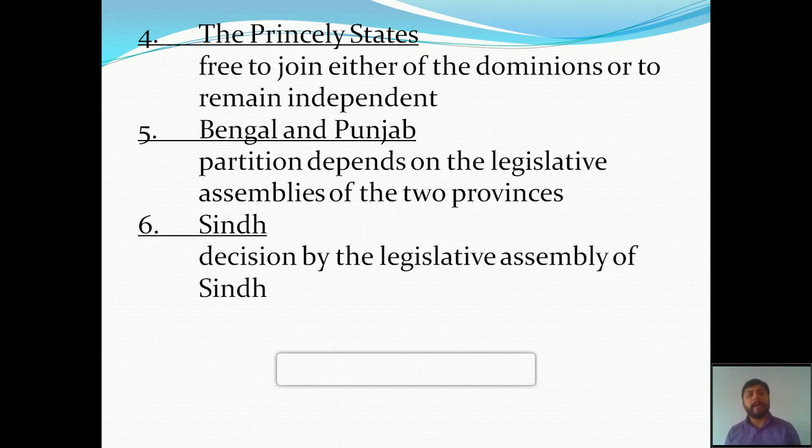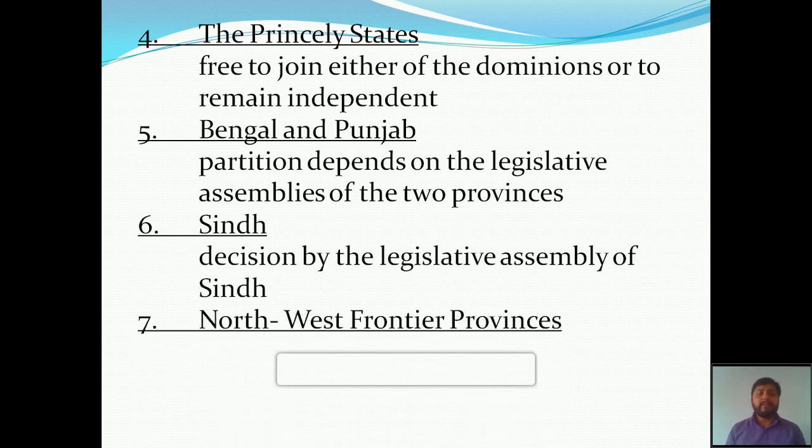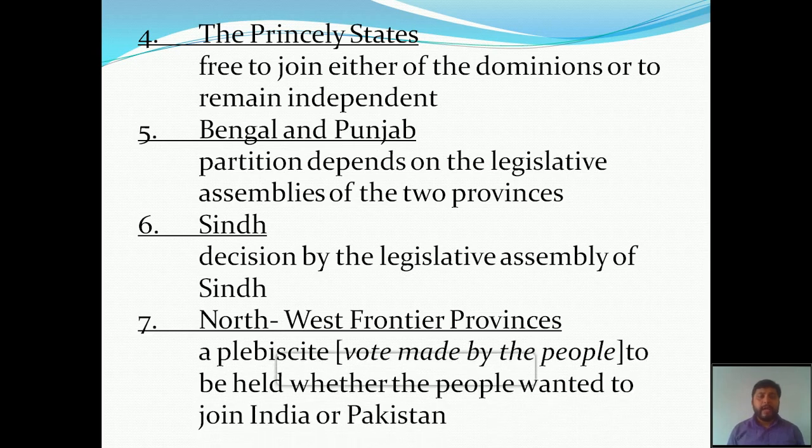Pakistan or India. Then the seventh point is about the Northwest Frontier Province, which means a plebiscite is to be held to decide whether the people wanted to join India or Pakistan. Plebiscite means the right to cast a vote, or the voting method. So an election can be conducted, and according to the interest of the people, they can take a decision whether they want to join India or Pakistan.